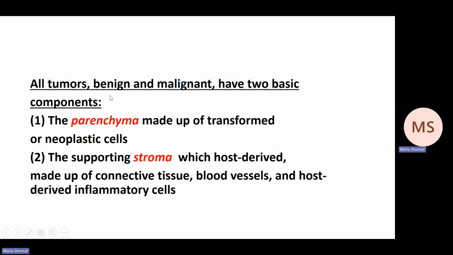All tumors, benign and malignant, have two basic components: the parenchyma, which is made up of transformed or neoplastic cells. These are the cells that are abnormal, and the supportive stroma, which is host-derived. The stroma is made up of connective tissue, blood vessels, and inflammatory cells that infiltrate the site of the tumor.